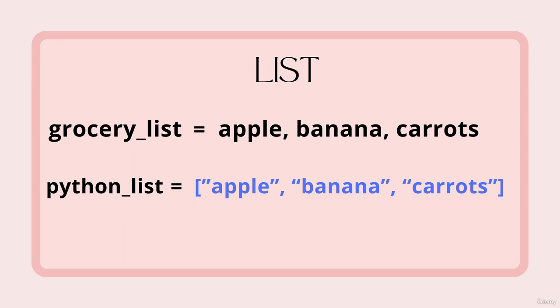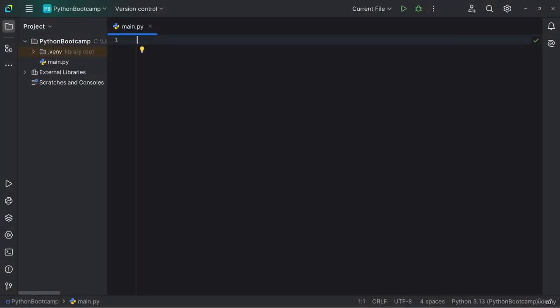So, how do you create a list in Python? Let's start with a simple empty list. There are two different ways you can create an empty list. The first method is by using square bracket notation.